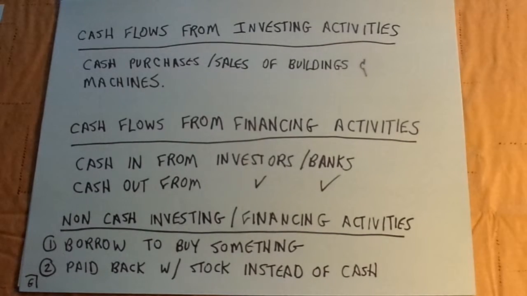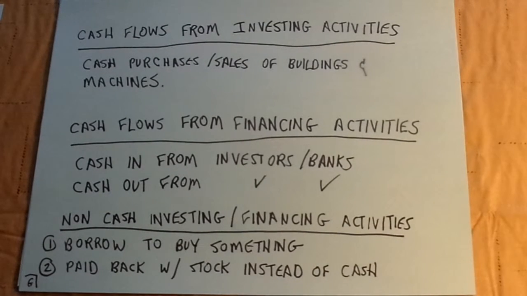In the past, at times, very important things that were usually done with cash were sometimes done in a different way. So we now are required to have non-cash investing and financing activities disclosed at the bottom of a cash flow statement. And so an example of a non-cash investing activity is if you borrow to buy a building. And an example of a non-cash financing activity is when you pay back a debt. The company receives payment on a debt for stock instead of cash.